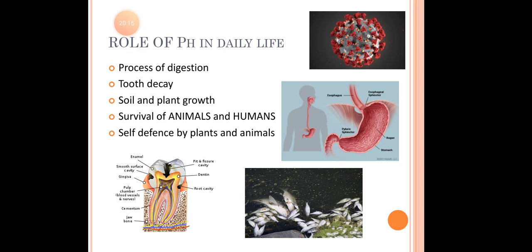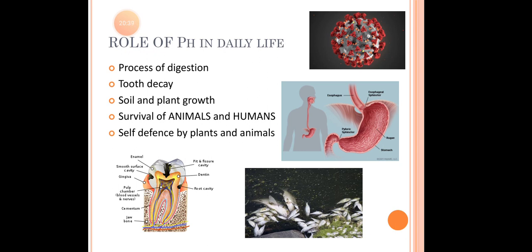Our mouth breaks down the sugars in these foods and produces lactic acid. This acid lowers the pH in the mouth and makes it acidic. So this will result in tooth decay. That is why we are always told that whenever we take food, immediately we have to brush our teeth.